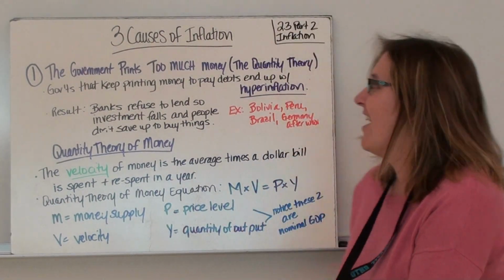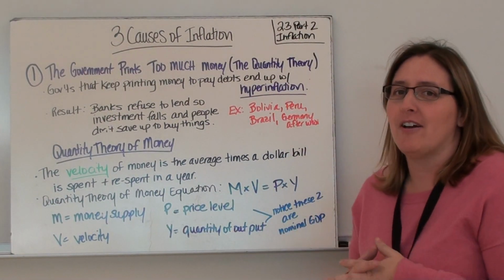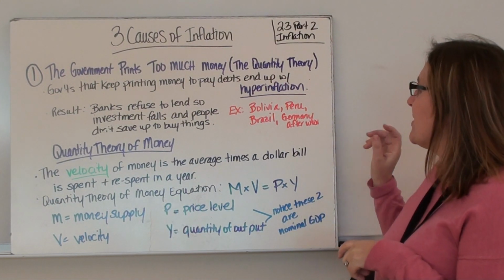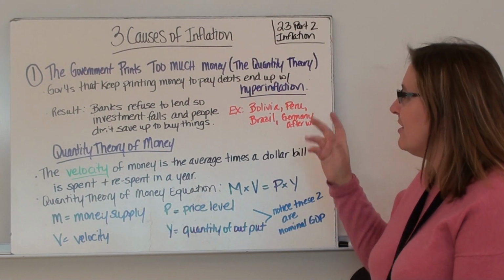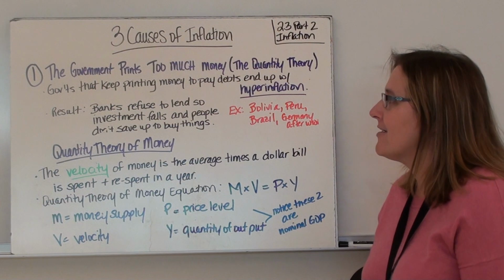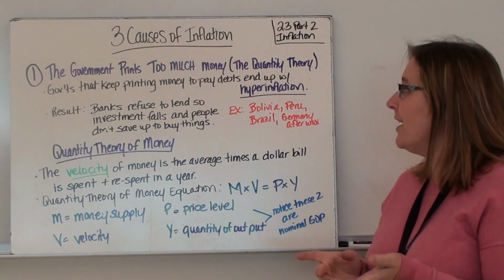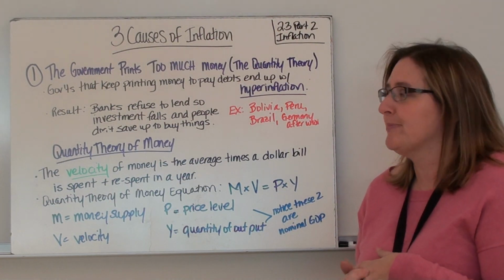Hey, Econ students. We are going to do the last part of inflation. So this is 2.3, part 2, inflation. And we're going to start with the 3 causes of inflation. Number 1 is when the government prints too much money.